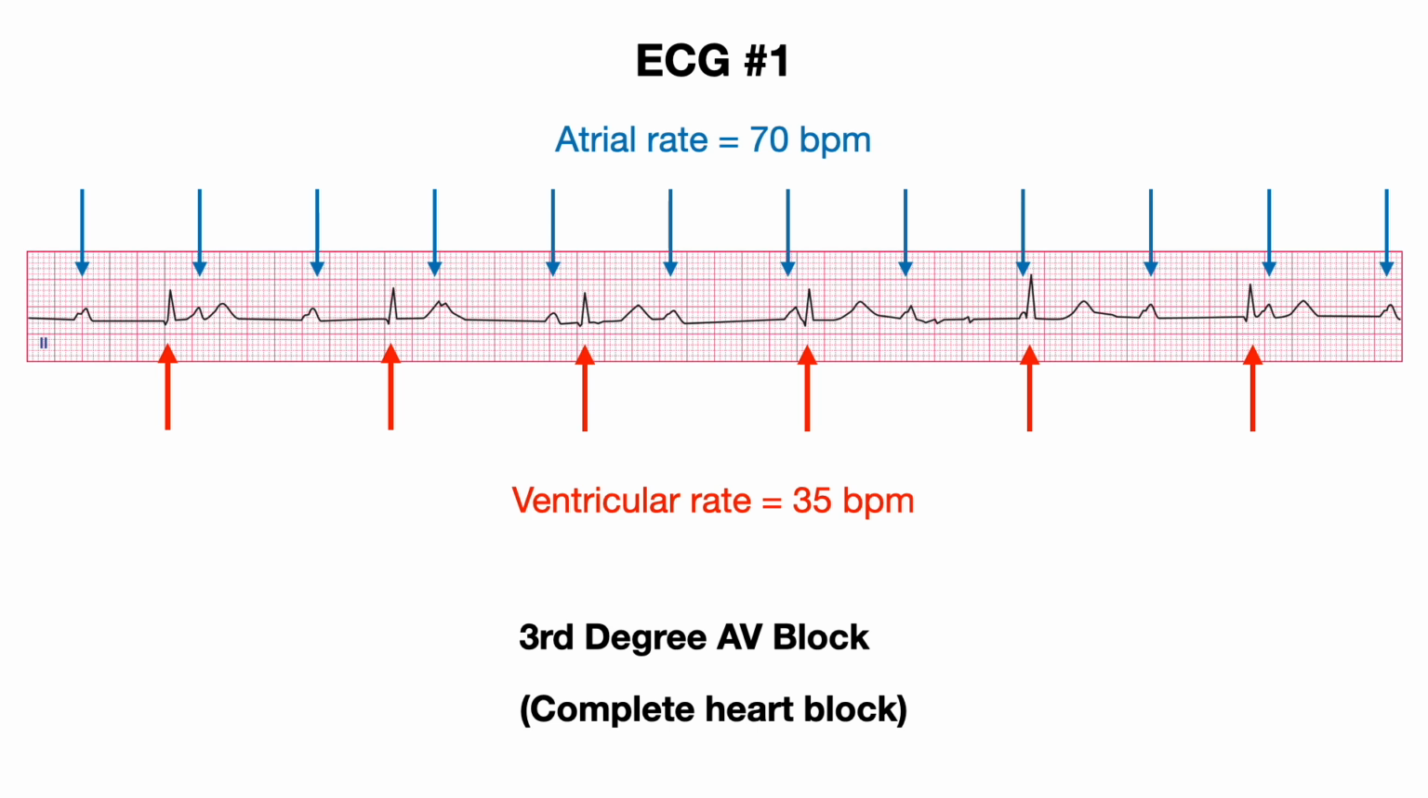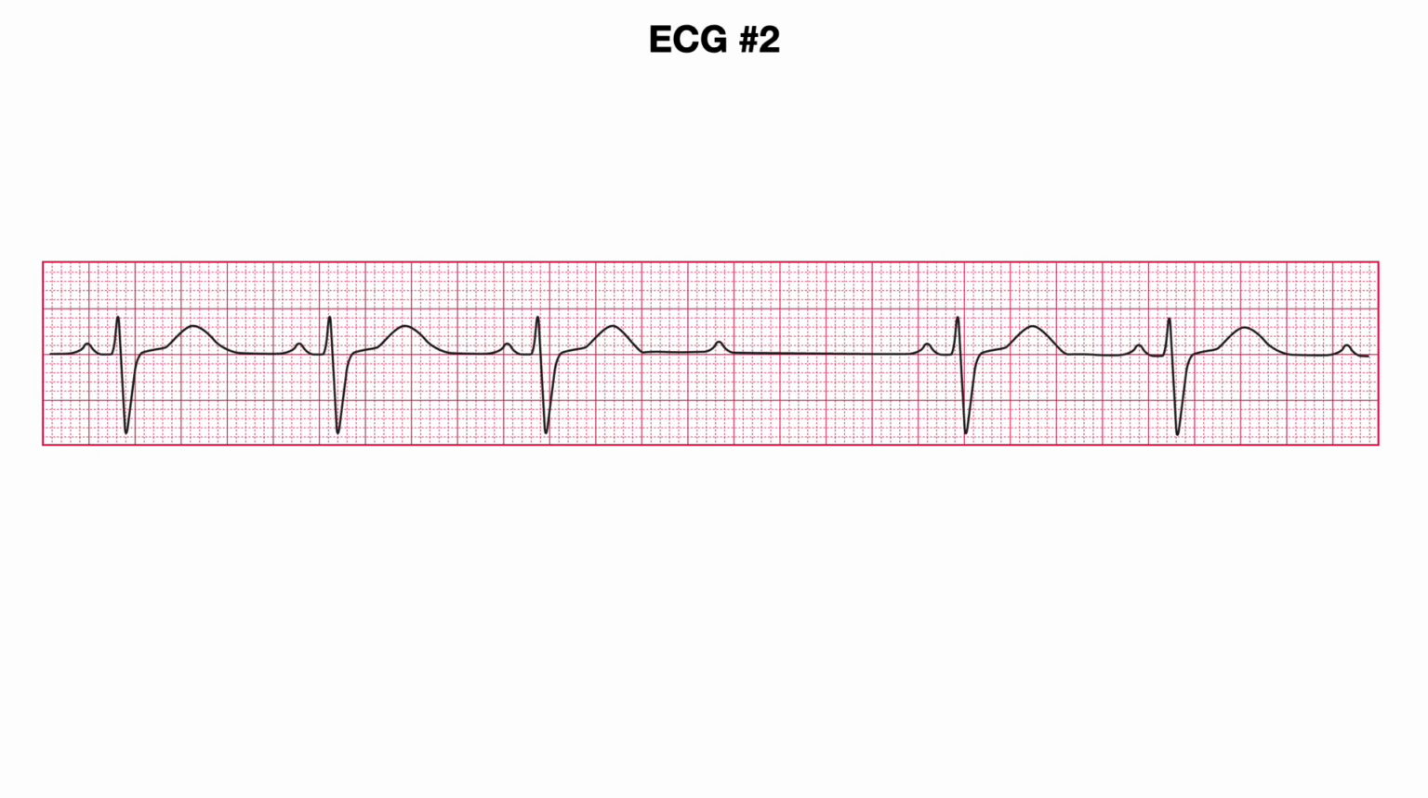The key here is that the atrial rate is faster than the ventricular rate. Some of the P waves are hidden in the QRS complexes or T waves. The QRS complexes are narrow, indicating that the ventricular rhythm originates in the AV junction. ECG number 2. What type of heart block is present?